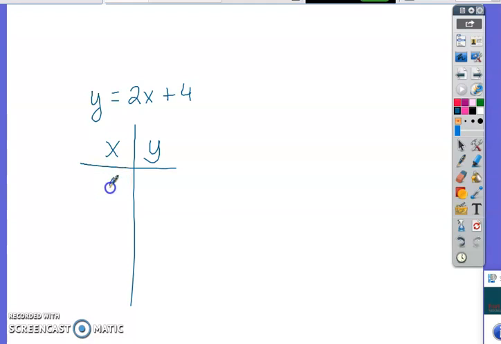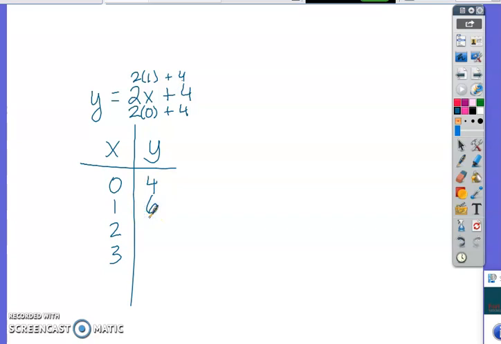So I can put 0, 1, 2, 3, and that helps me figure out the y. If x is 0, I would just put 2 times 0 plus 4. 2 times 0 is 0, plus 4 is 4. Then I would try 1: 2 times 1 plus 4. 2 times 1 is 2, plus 4 is 6.